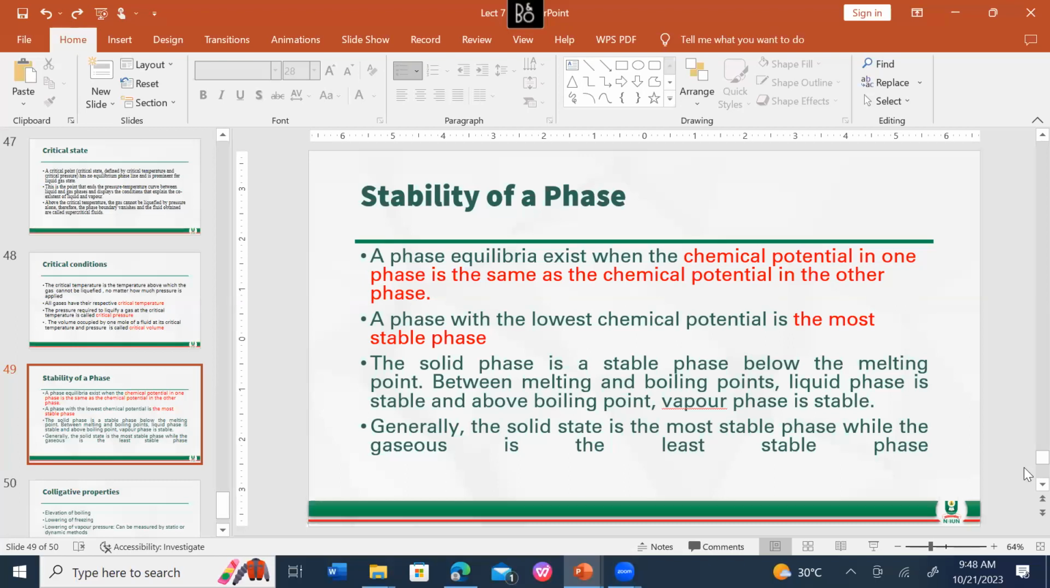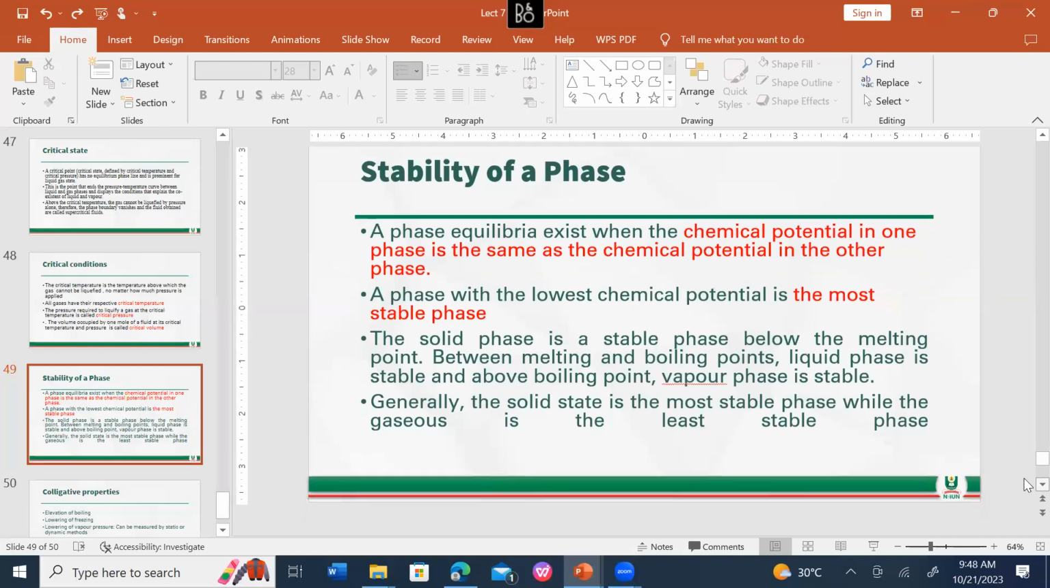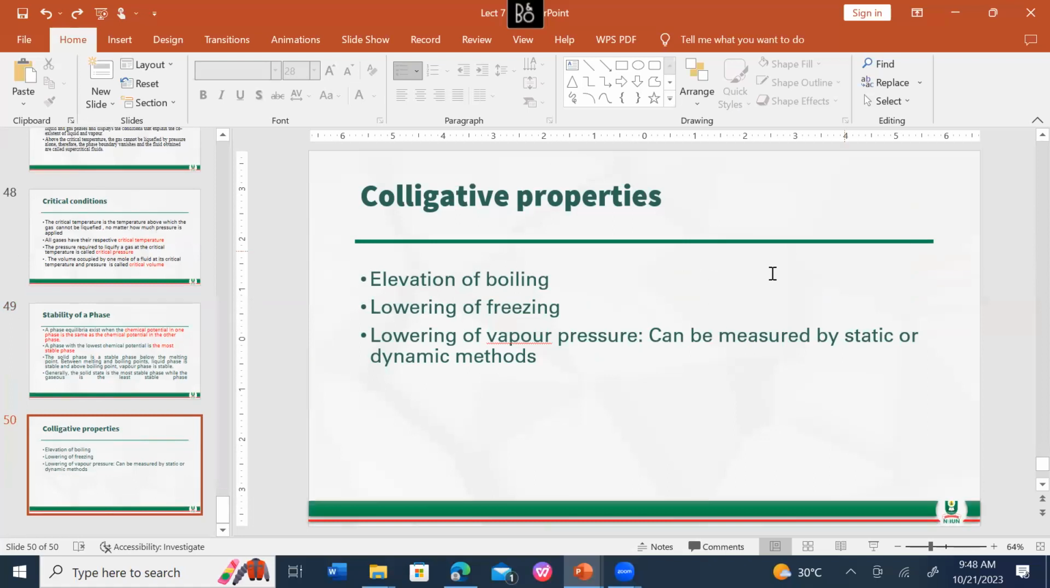So between the melting and the boiling point, liquid phase is stable. As long as it boils, it is no longer stable. When the solid has melted to the liquid phase, and until the boiling point, the liquid phase is more stable. And above boiling point, vapor phase is stable. So generally, the solid phase is the most stable phase, while the gaseous is the least stable phase. That's the stability of phase. The first is the solid, the next is the liquid, and the last is the vapor phase.